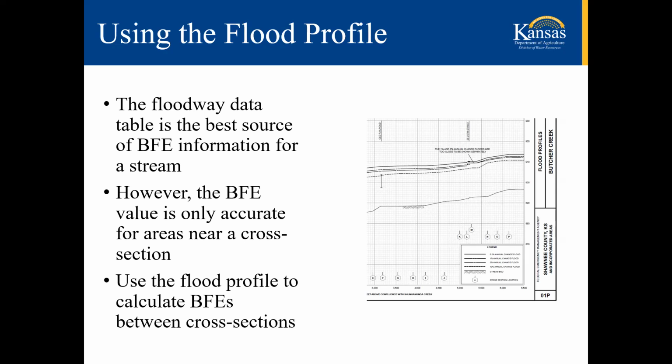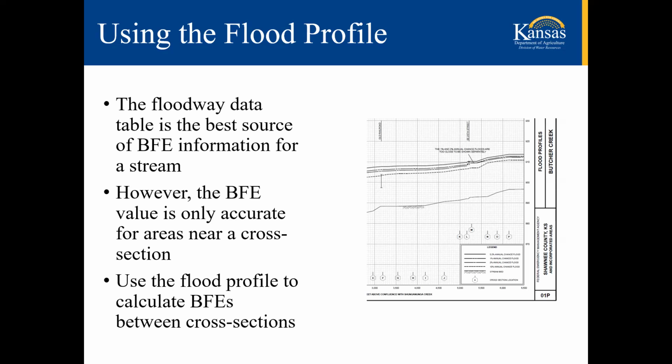And so the floodway data table tells you what the base flood elevation is for each of those cross sections. That's what we're using to do this calculation. Those elevations are listed in that table, and then you have the cross sections mapped out here on this graph of the stream.